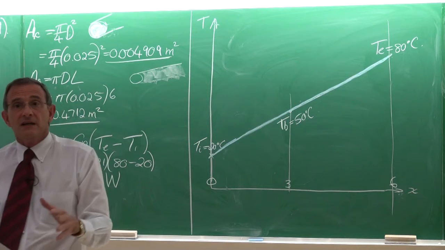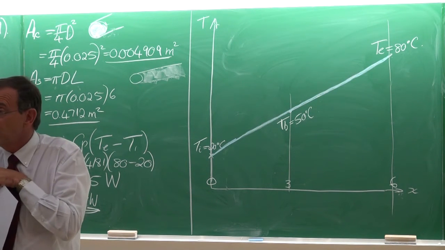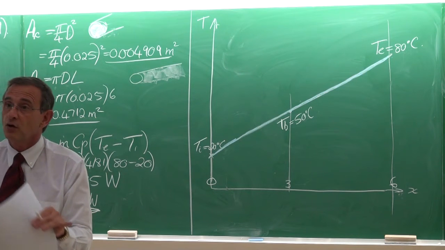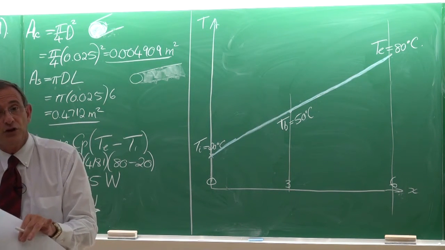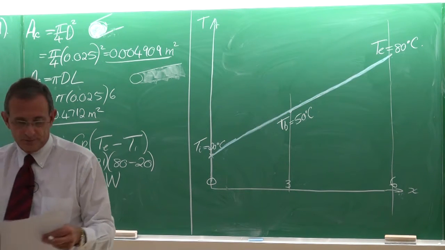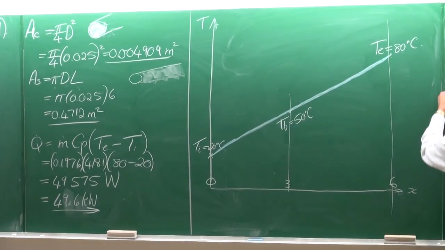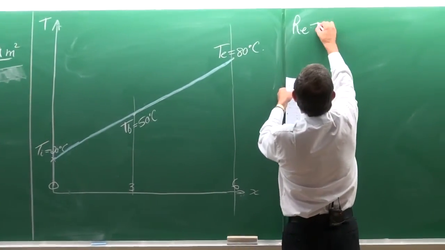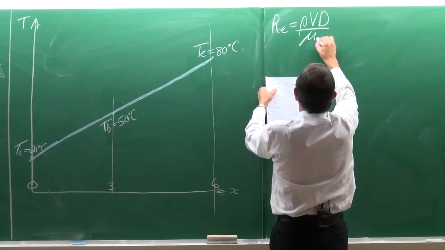But before we can get the heat transfer coefficient, we need to calculate the Reynolds number, because we need to know, is the flow laminar or turbulent? And even although the flow might be turbulent, from all those equations, we need to make the right selection. So let's calculate the Reynolds number. The Reynolds number is equal to rho Vd divided by the viscosity.